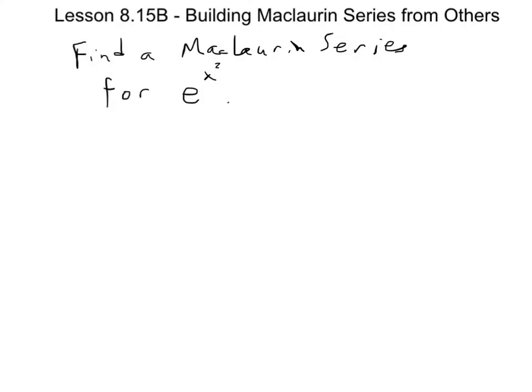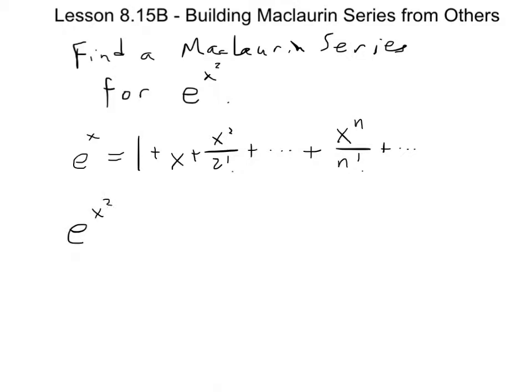And what we're going to do is we're going to start with, well, what is e to the x? What's the Maclaurin series for e to the x? We learned it in the last video. 1 plus x plus x squared over 2 factorial plus dot dot dot plus x to the nth over n factorial, dot dot dot. So if that's e to the x, then how could I get e to the x squared?